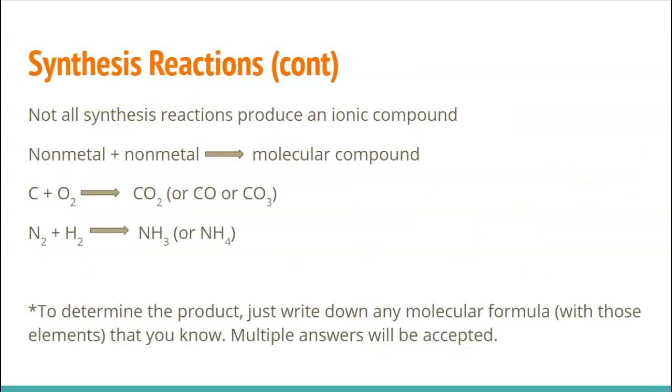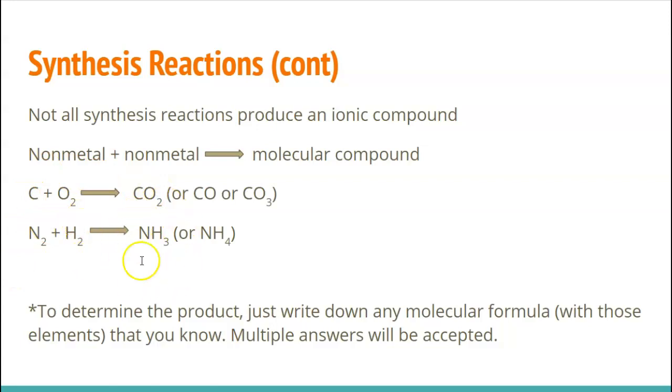But as we know, ionic compounds aren't the only kind of compounds. Sometimes we can have 2 nonmetals coming together, and that's a molecular compound. So here we've got carbon plus oxygen makes CO2 or CO or CO3. What? Wait. So the thing is with molecular compounds, we're not going to do a lot with them, but at least at this stage in the game, you could write any answer over here that is a carbon and oxygen combination that you've heard of before. Most of you would probably put CO2, okay?